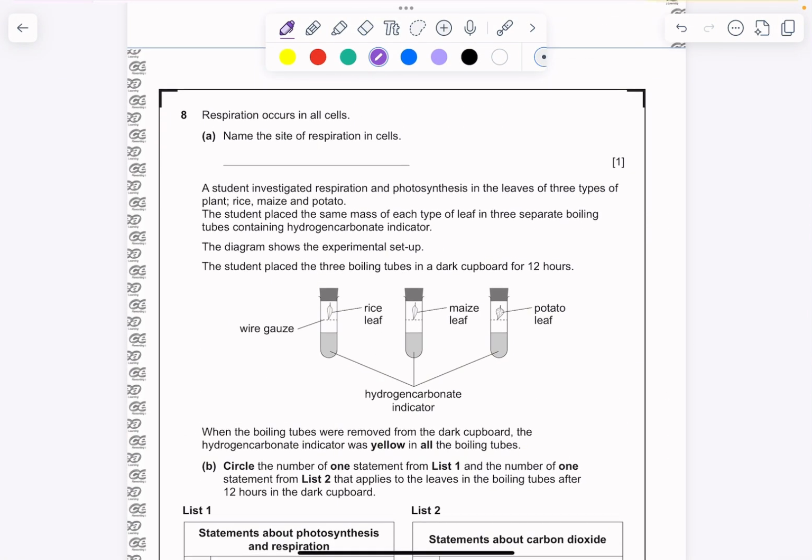Question 8. Respiration occurs in all cells. Name the site of respiration in cells: the mitochondria. A student investigated respiration and photosynthesis in leaves of 3 types of plant: rice, maize and potato. The student placed the same mass of each type of leaf in 3 separate boiling tubes containing hydrogen carbonate indicator.